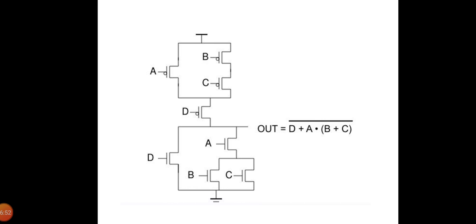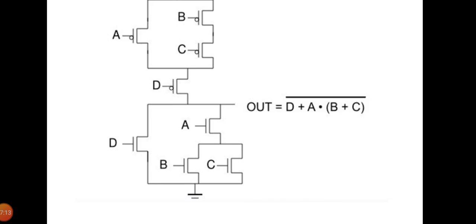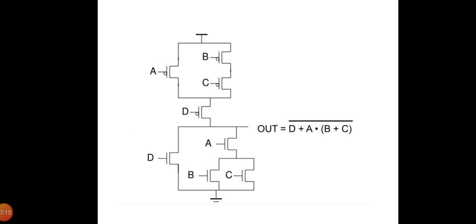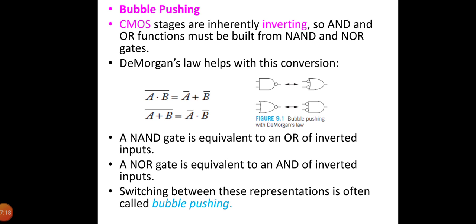The number of transistors required to implement an n-input logic gate is 2n. For example, if you take this example, you have four variables, four inputs. So the number of transistors required would be 2n, which is equal to 2 into 4, which is equal to 8 transistors. Here we are using 4 NMOS transistors and 4 PMOS transistors, totally 8 transistors are required.